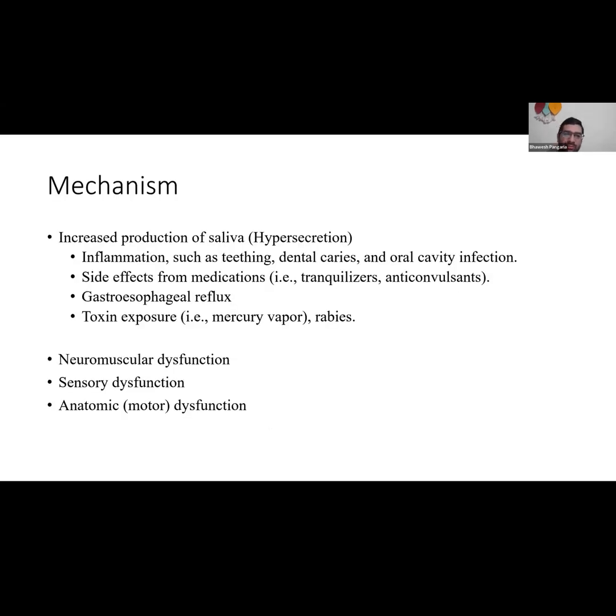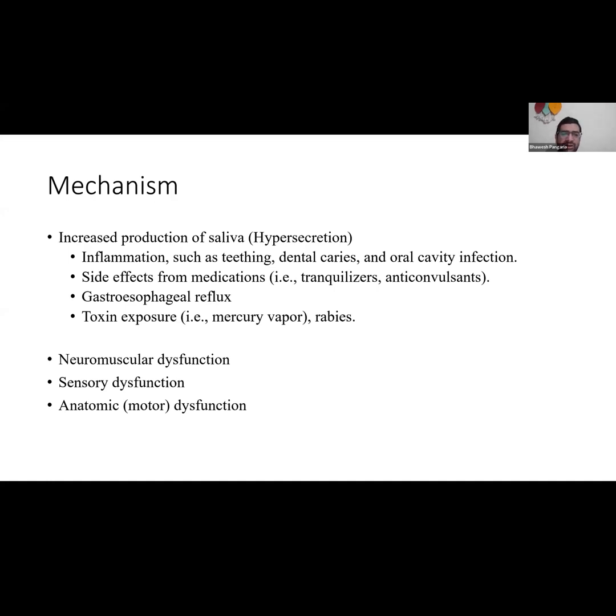So coming up to the mechanism of sialorrhea. Now, sialorrhea can be due to increased production of saliva, that is called hypersecretion. That can be due to inflammation, such as teething, dental caries, or oral cavity infection. It can be drug induced, due to side effects of the medications patients are in. It can be due to GERD, gastroesophageal reflux. And it can also be due to toxic exposures or rabies.